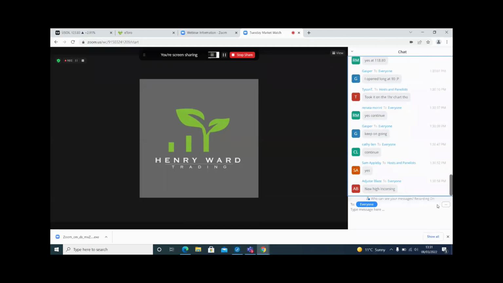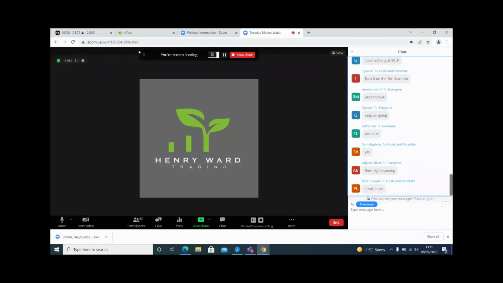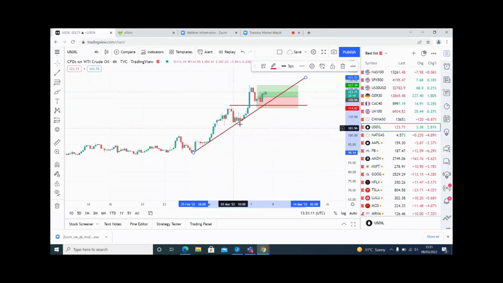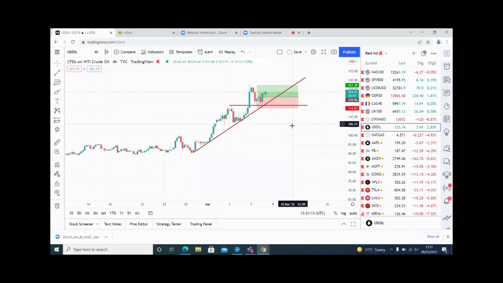Took it on the 1-hour chart, continue going, yes. New highs coming. Well done, anyone who took it. I don't think I saw a screenshot of the people who took it in the chat group, but there was an absolute trade there, 100%.